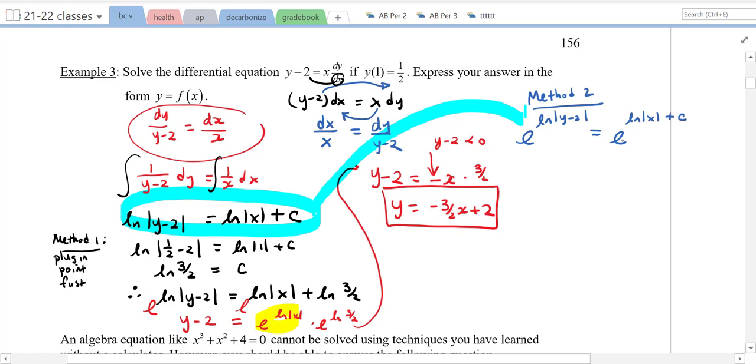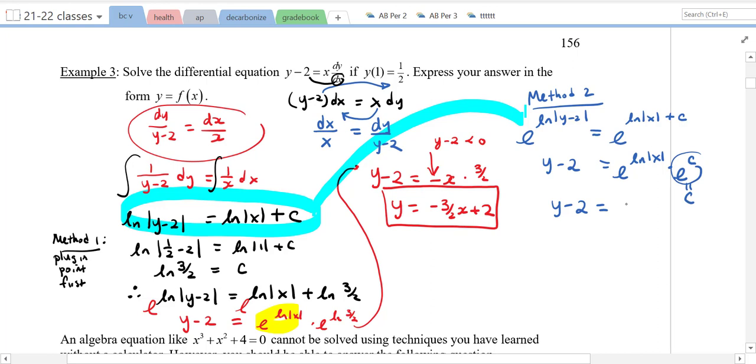And be careful here. This is e, and this whole thing is a power. So we can rewrite this as e to the natural log of the absolute value of x times e to the actual c. And e to the c, of course, is another constant. So we can just call that another constant. So in essence, we have here y minus 2 equals that. We can have this equaling a constant. Let's call it capital C.